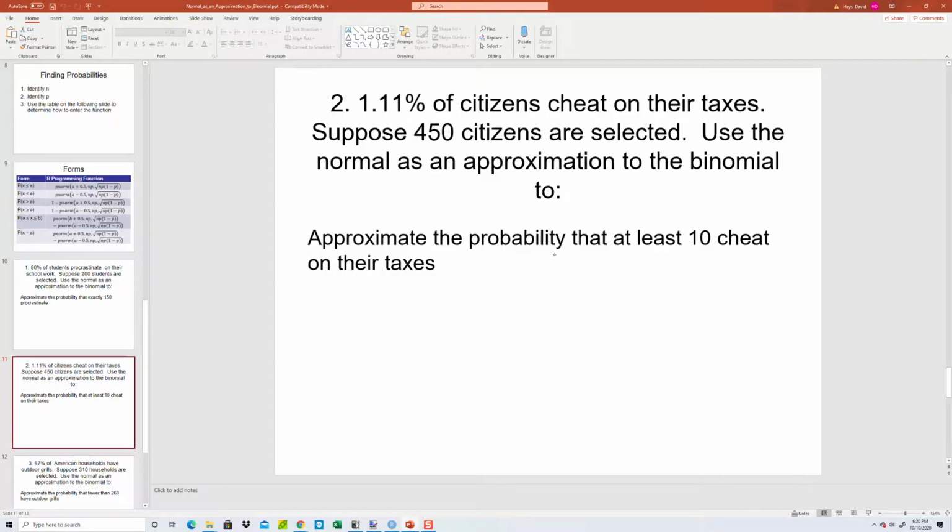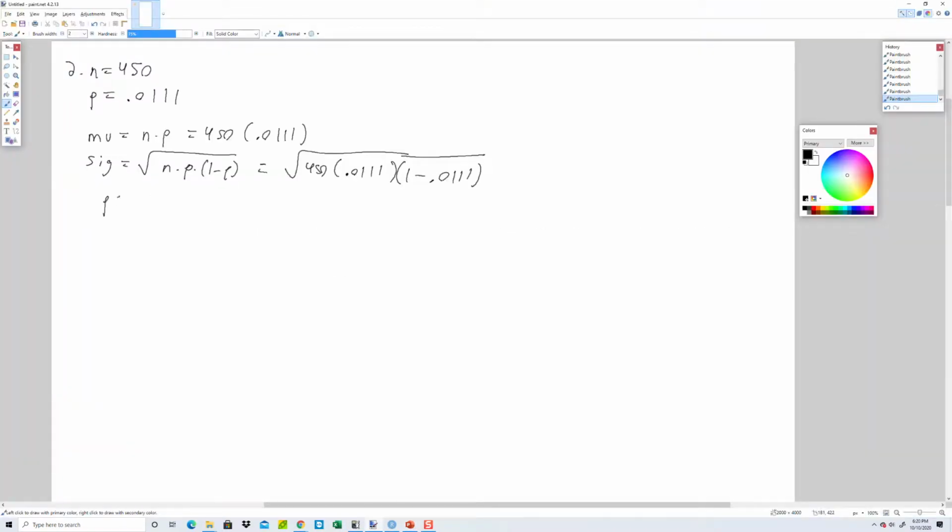It says approximate probability at least 10. Sometimes the hardest part is figuring out what in the world the wording means. At least 10. If I said I'm going to give you at least $10, means I give you $10, $11, $12, or whatever your unit of measure is in your country. So it includes 10. So when I do my correction factor, I'm going to subtract 0.5. Because again, if my wording includes the number, then my shading has to include the number.